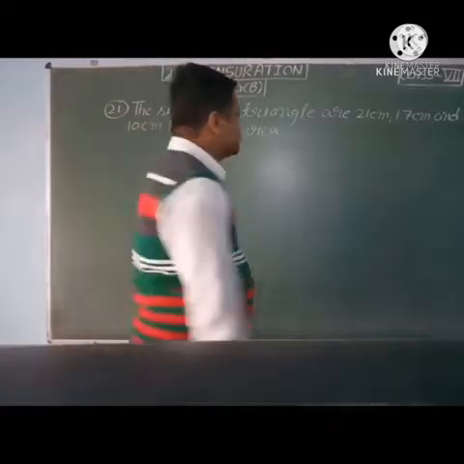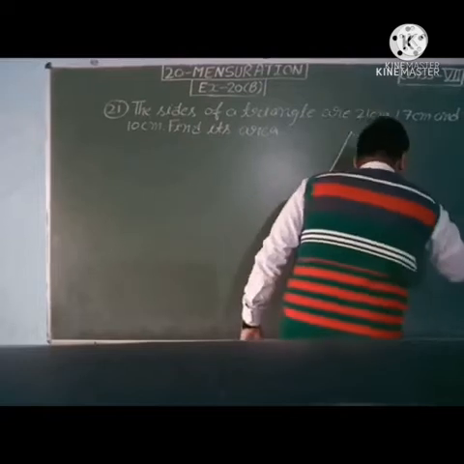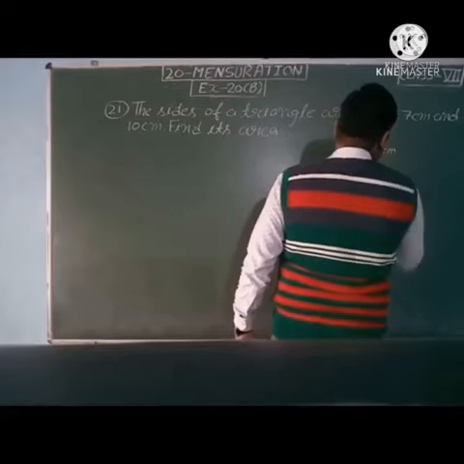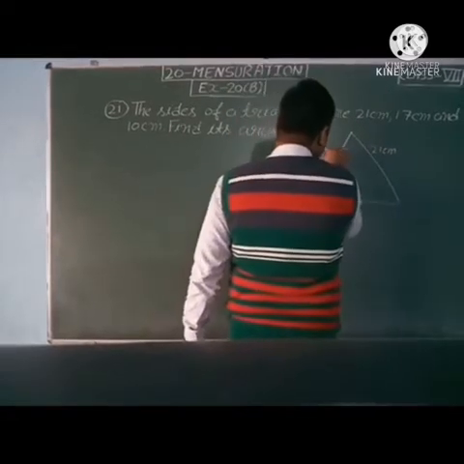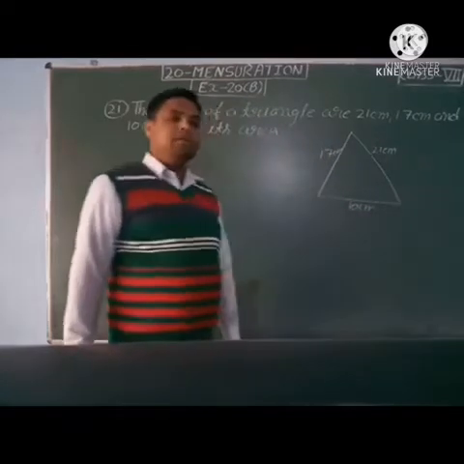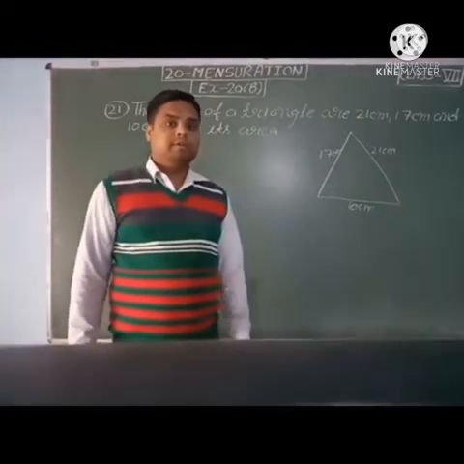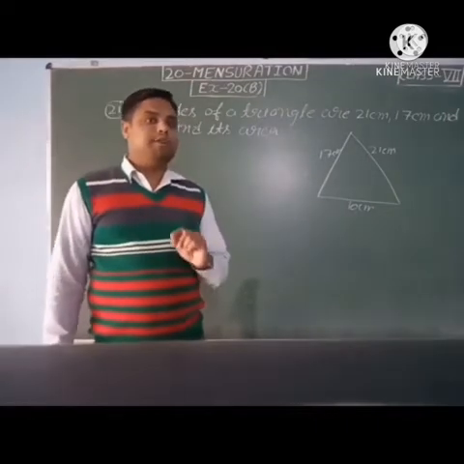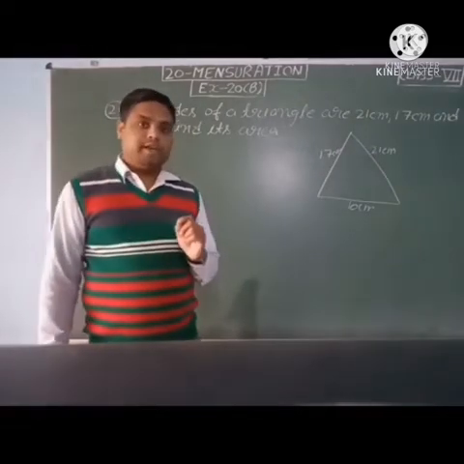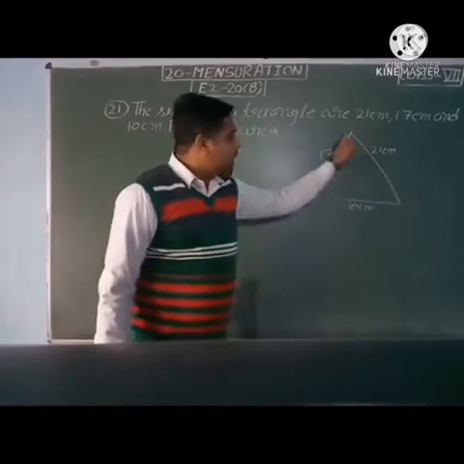So students, first of all, draw a triangle and write the measure of sides 21 centimeter, then 17 centimeter, 10 centimeter. So students, what formula did I tell you about the area of a triangle? Yes, if you are saying half base into height, it means you are correct. So I told you area of triangle is equal to half base into height. Base is this, height is this.